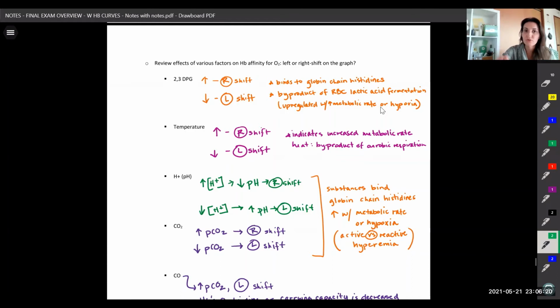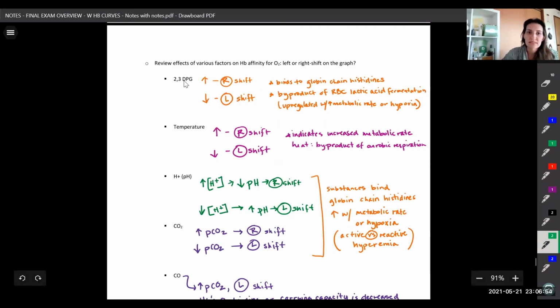The 2,3-DPG as a substance can bind to the globin chain histidines in the same way that hydrogen ions and CO2 can. And it will produce the same physical changes that help push oxygen off. They put the heme and the iron ion into the wobbly state, the tense state, that decreases the affinity that hemoglobin has for oxygen, makes it easier for it to be removed to the tissues.